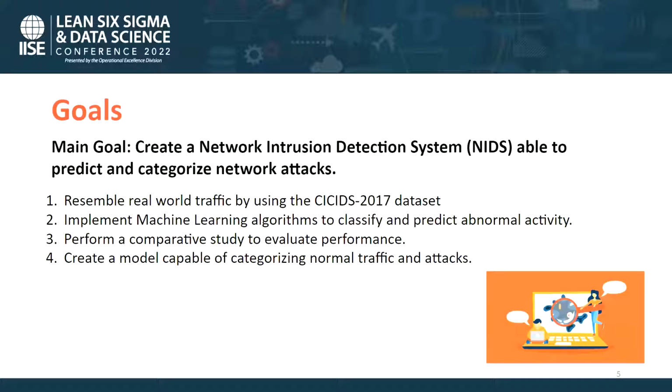So the main goal of this research is to be able to combat cyber attacks by creating a network intrusion detection system that is able to predict and categorize attacks. To accomplish this, the first task is to resemble real-world traffic by using the CICIDS 2017 dataset, a dataset provided by the Canadian Institute of Cybersecurity. Then implement the machine learning algorithms to be able to classify and predict abnormal activities. Next, we need to evaluate the performance of the algorithms by doing a comparative study. At the end, the last goal is to create a model able to predict and categorize attacks.